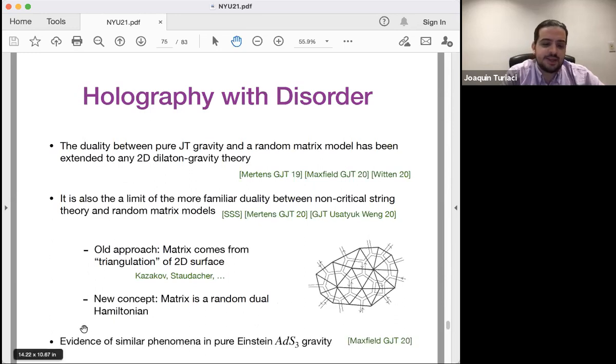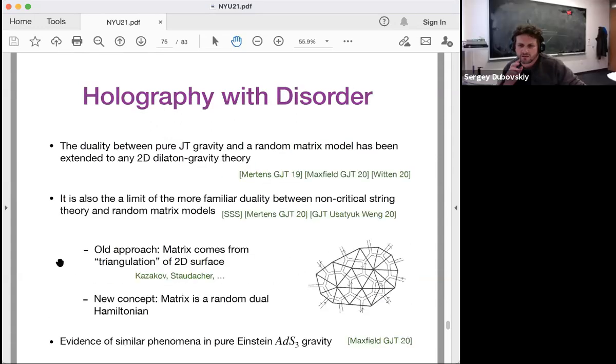And finally, there is some evidence that we study in this paper with Maxfield that there are similar phenomena if you study pure Einstein gravity in 3D. There has been a lot of work over the years on this, and there is some evidence that this might be dual to some sort of average over 2D CFTs. And there have been a lot of other papers by Cotler and Jensen and also Witten and Maloney making similar statements.